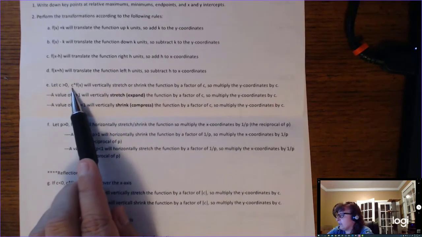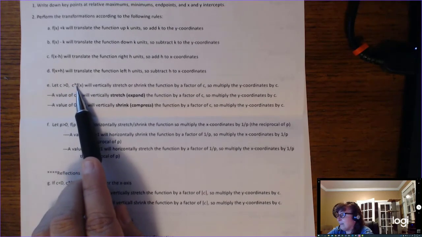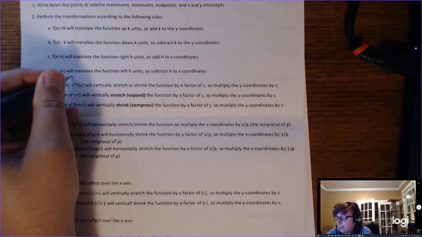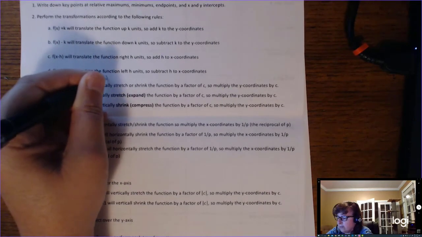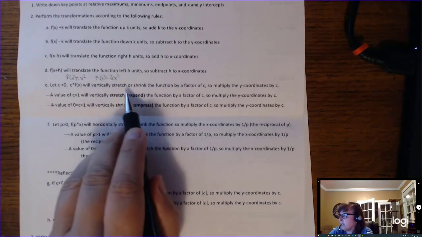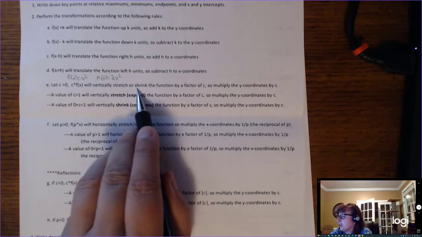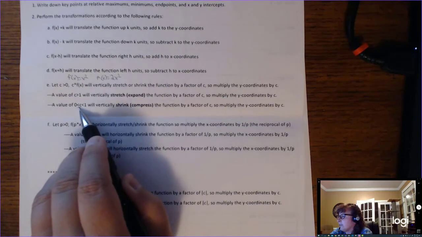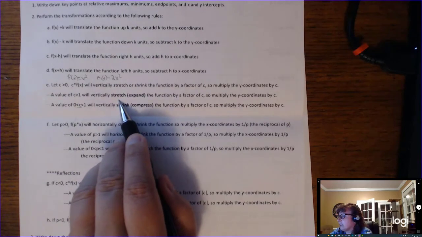All right, now these are your vertical transformations because you've got this number multiplied outside the function. That's like if your function is f of x equals x squared, then f of x equals 2 times x squared. That's what we mean by outside the function. It's going to vertically stretch it if c is greater than 1 and shrink it if c is between 0 and 1. So if it's a fraction like 2/3, it's going to shrink. If it's greater than 1, it's going to stretch.